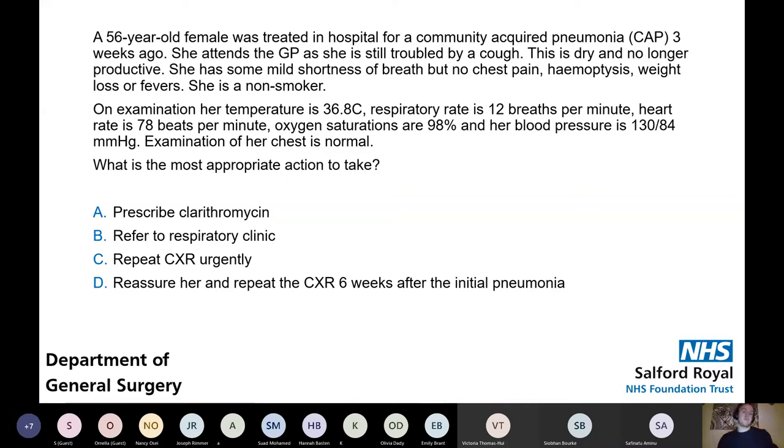Prescribe clarithromycin, refer to the respiratory clinic, repeat the chest x-ray urgently, or reassure her and repeat the chest x-ray 6 weeks later. So we've got somebody that's had a chest infection, gone to their GP because they're still having symptoms. What are we going to do about it? Have a quick think about which of those options is the best thing to do. Have a look at those observations. Think about what you're going to do in this situation.